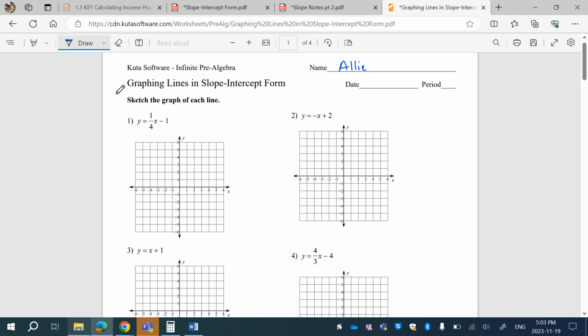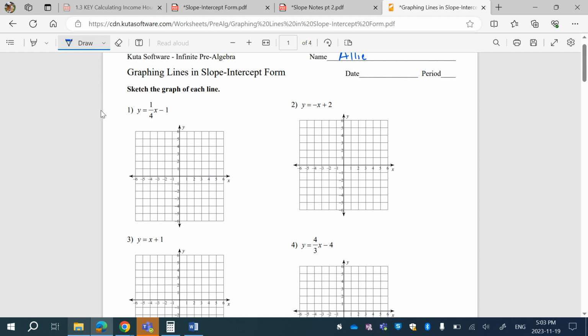And so for each of these, I want to show you how you do this now. Now we have our slope-intercept form. And so we have this part that represents the slope, what we were just doing, the rise over run. And we have this part, which represents where our line crosses the y-axis, the y-intercept.